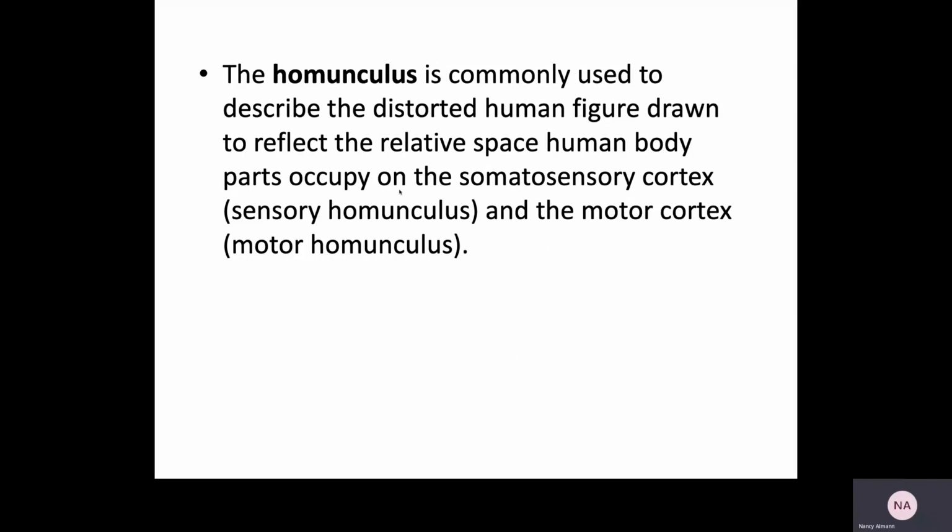Again, we use the homunculus in order to reflect the relative amount of space that various body parts will occupy either on the motor cortex or the sensory cortex.